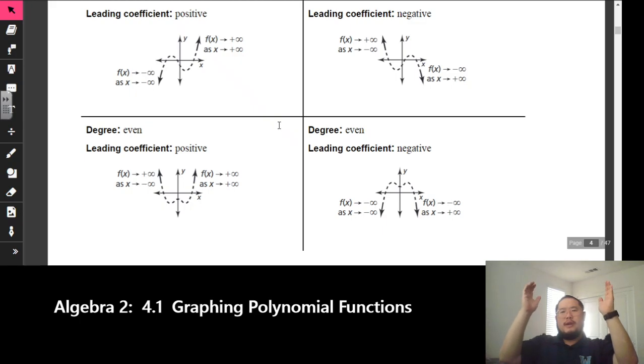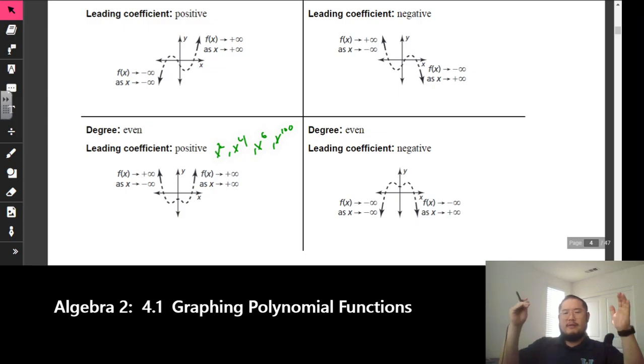So both are going up when the degree is even and the leading coefficient is positive. For example, we've got x squared, x to the fourth, x to the sixth, x to the 100, and so on. As long as that leading coefficient is positive, it is going up. What happens in between is for us to figure out a different way, or using a graphing calculator. But the idea is that if the degree is even and the leading coefficient is positive, your end behavior is up, touchdown.